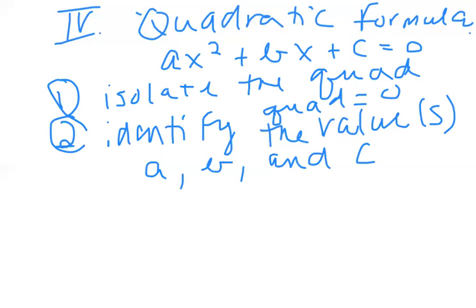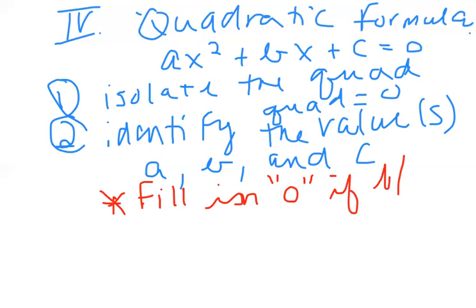So what happens if you're missing a B value or a C value? You're going to have to fill in 0. Here, let me write this down and put a star next to it. Fill in 0 if B or C is missing. Yeah, you need those placeholders, okay? So if you're missing the value of B or the value of C, then you fill in a 0. But guys, as always, remember, A cannot be 0. Why? You would no longer have a quadratic, okay?